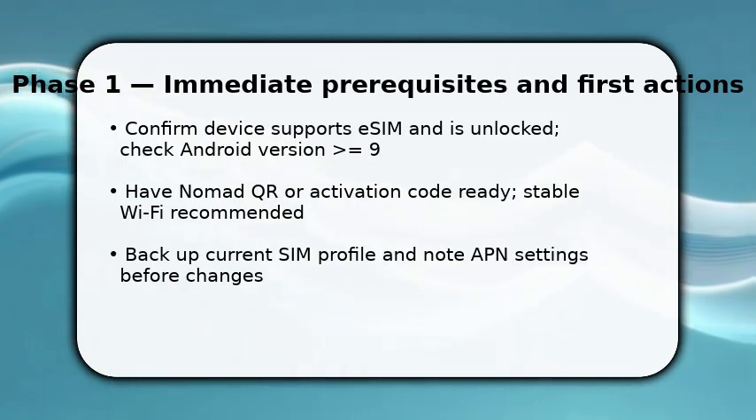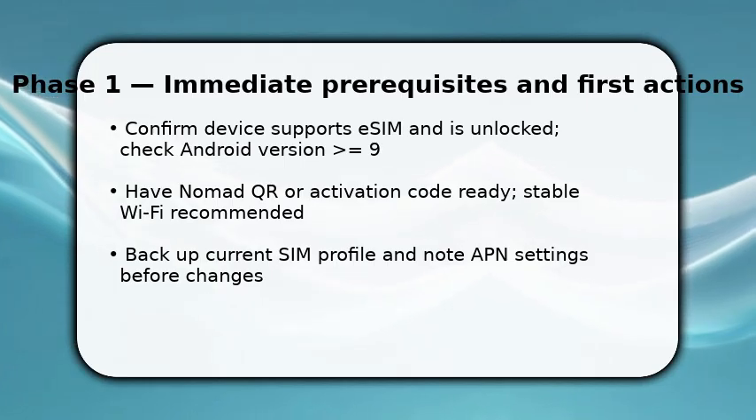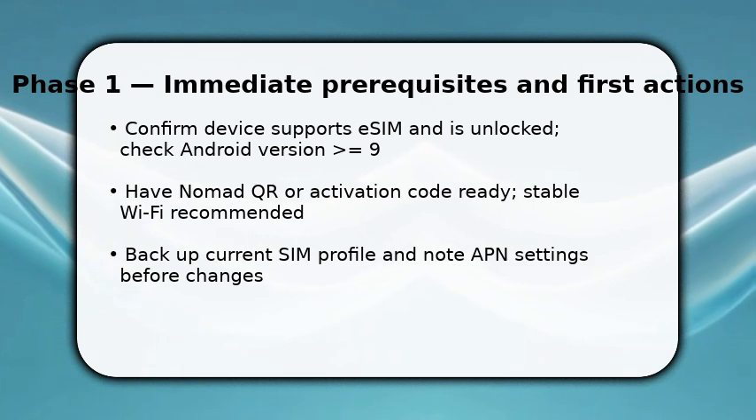Now go to Settings, search for SIM or Network, and choose Add eSIM. You're starting the provisioning step. Why? Because Android must fetch the carrier profile before it can register on cellular networks.